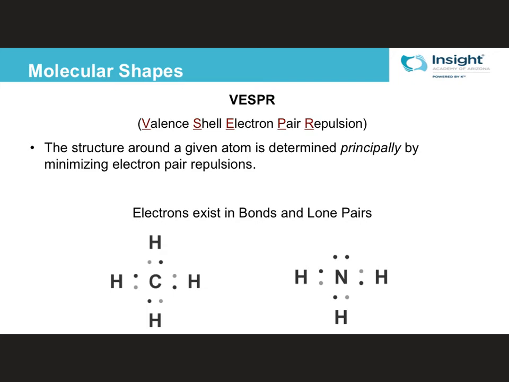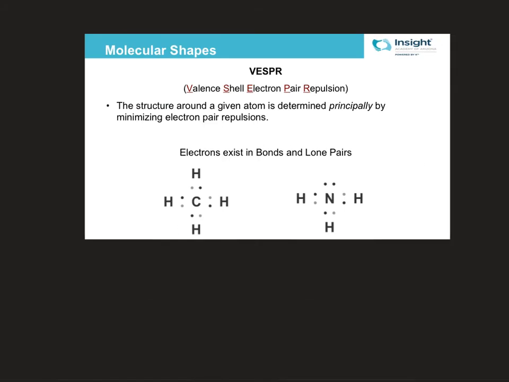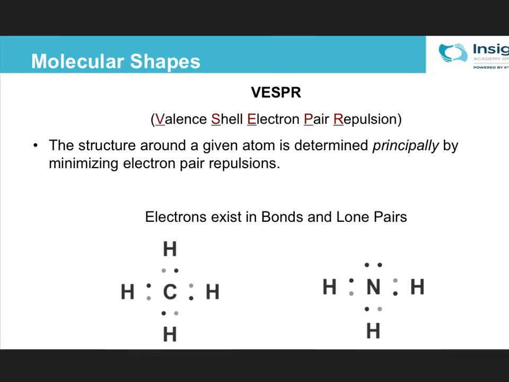All right, so this polarity thing factors into valence shell electron pair repulsion. So, VSEPR, oh, I spelled it wrong. This should be VSEPR, is the model that chemists use to determine the shape of a molecule.